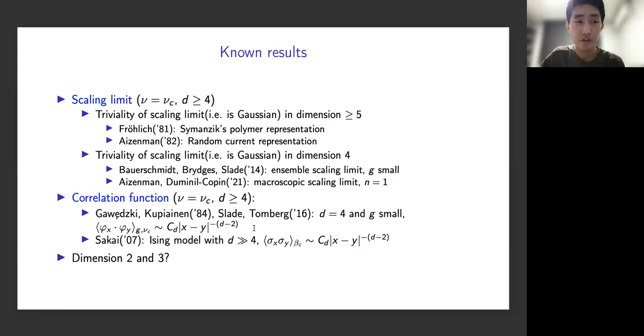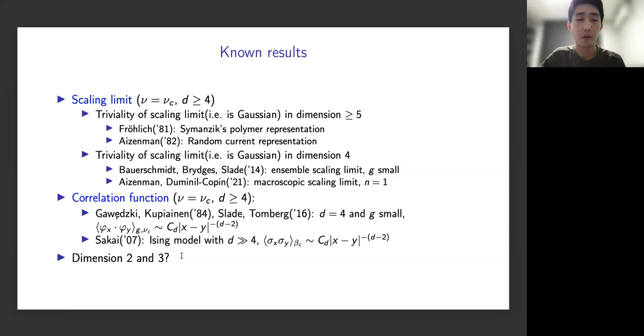From what I said earlier, it might seem natural to expect that the same should hold for the Ising model. However, the story is a bit different. Proving the same is much more difficult for the Ising model. As far as I am aware of, the best known result about the decay of the correlation function for the Ising model is due to Sakai. And it says that when dimension is very, very large, then the correlation function decays polynomially with exponent d minus 2.